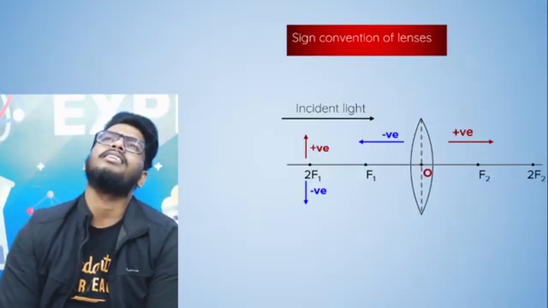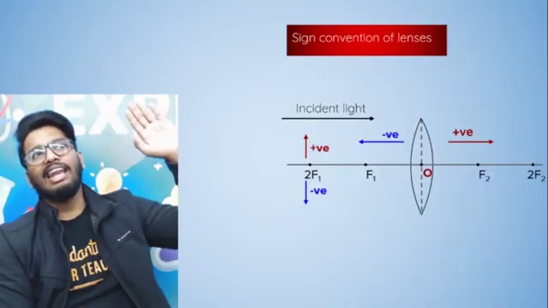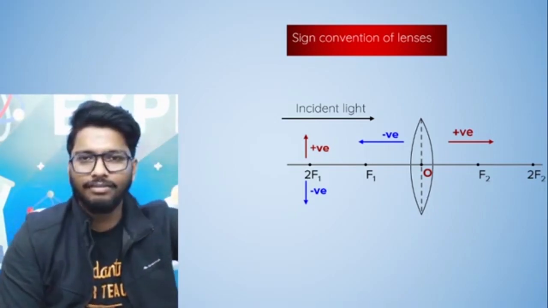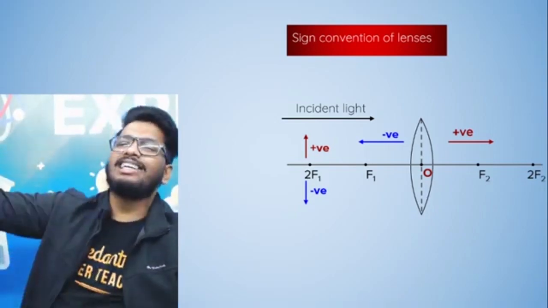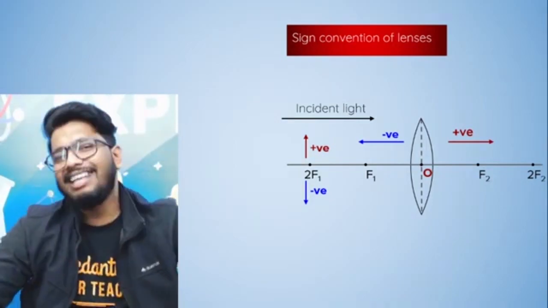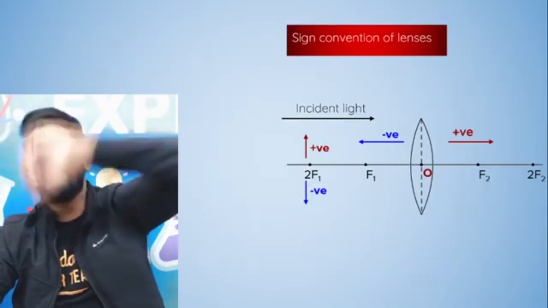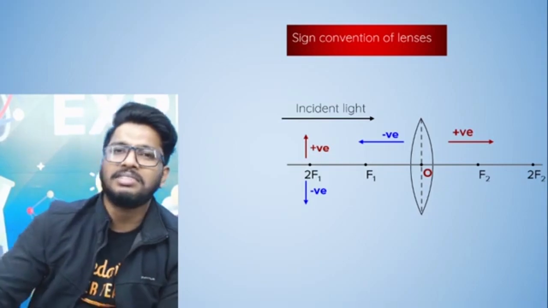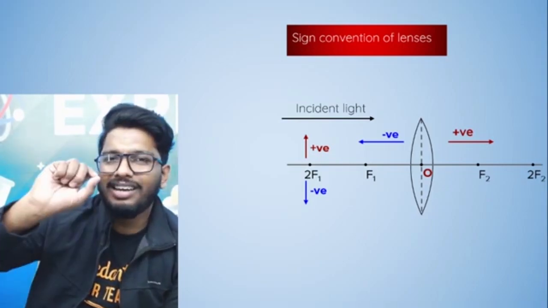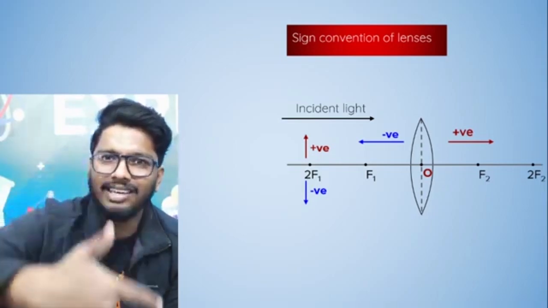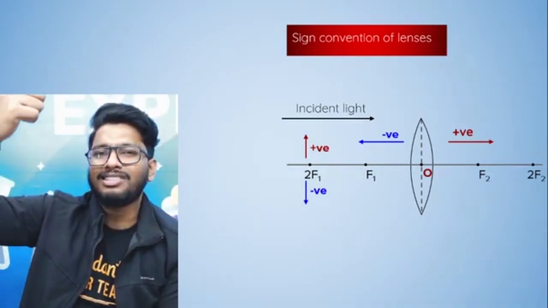It's very simple, guys. Anything on the left hand side of the lens, concave or convex, does not matter, is going to be negative. Anything on the right hand side, concave or convex, does not matter, is going to be positive. Anything above the principal axis is positive. Anything below the principal axis is negative. If the rays of light are going with the incident ray, then it's positive. If it's going against the incident ray, then it's negative. Above the principal axis, positive.